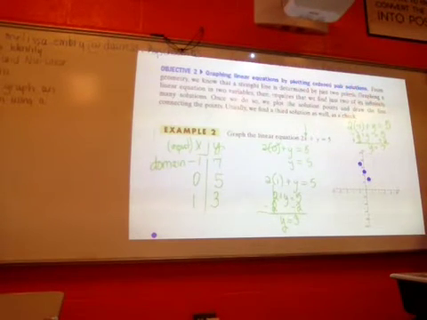So we have to draw a graph. On your work paper, I want your table of values to have 3 points. Okay? Everybody okay? All right, let's move to the next one.